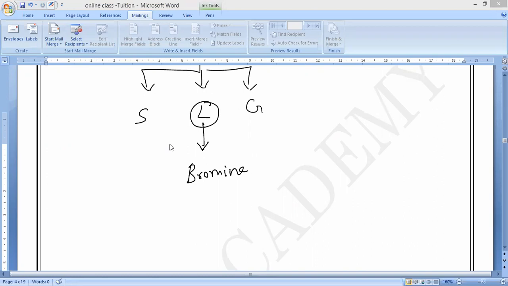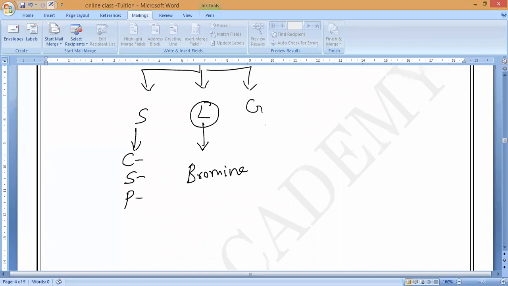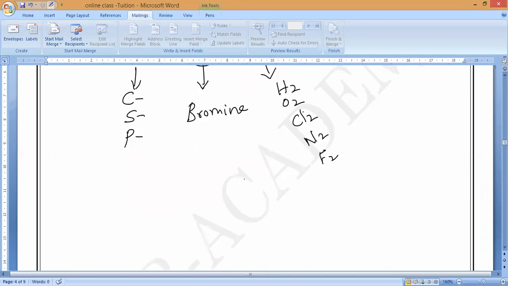If you take examples of solids: carbon, sulfur, phosphorus. Examples of gases: nitrogen, oxygen, chlorine. Carbon dioxide is a compound, so it won't come. Hydrogen, oxygen, chlorine, nitrogen, fluorine. This is what we call gaseous non-metals. These are the examples. So this is all about the sixth property.